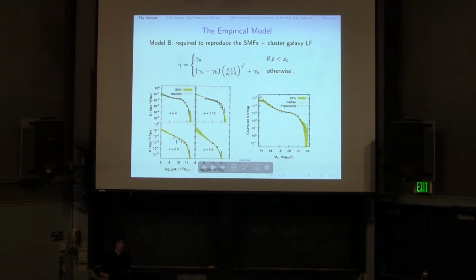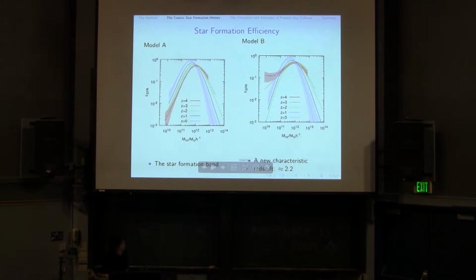And the second model, Model B, is constructed from the stellar mass functions as well as the cluster galaxy luminosity functions. And it seems that the marked upturn of the cluster galaxy luminosity function requires gamma to depend on redshift in a very complicated way. And this gamma controls the star formation rate in low mass halos. Okay, now let's look at the predictions of those two models and see what those different observational constraints can tell us about the cosmic star formation history.